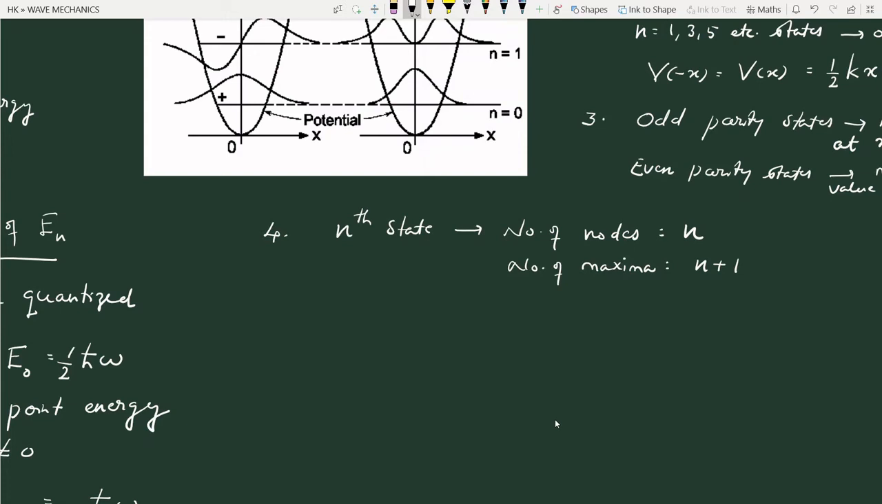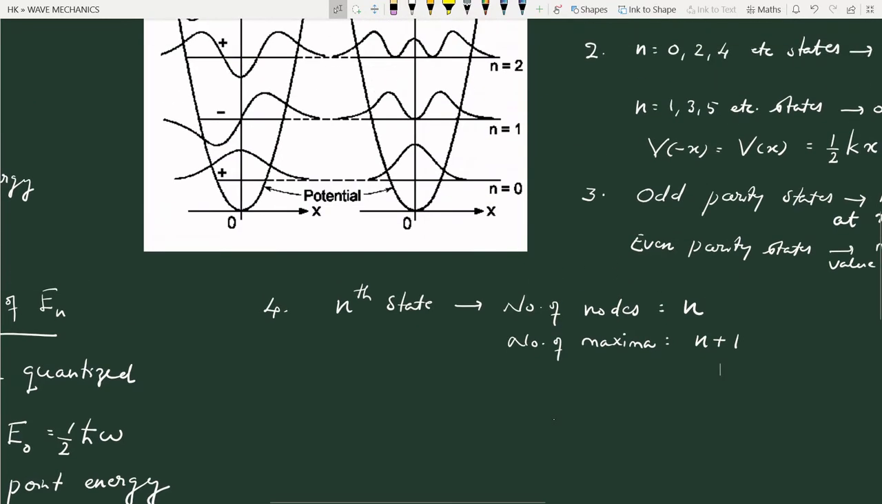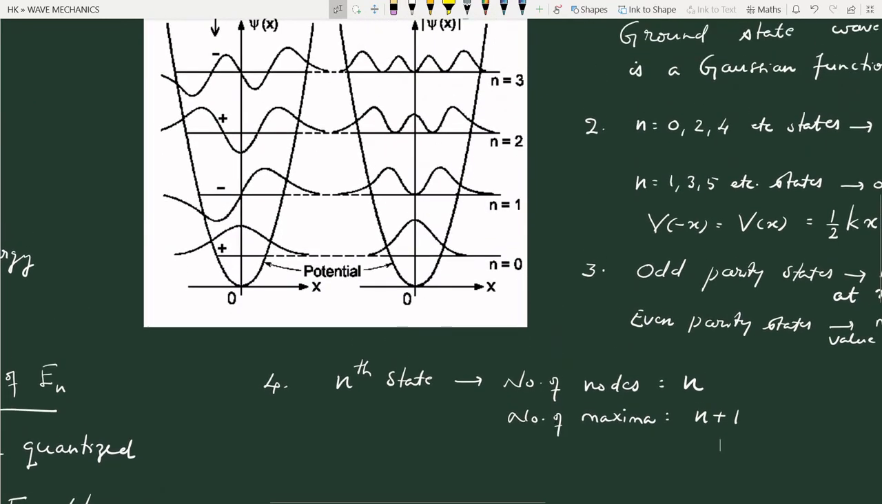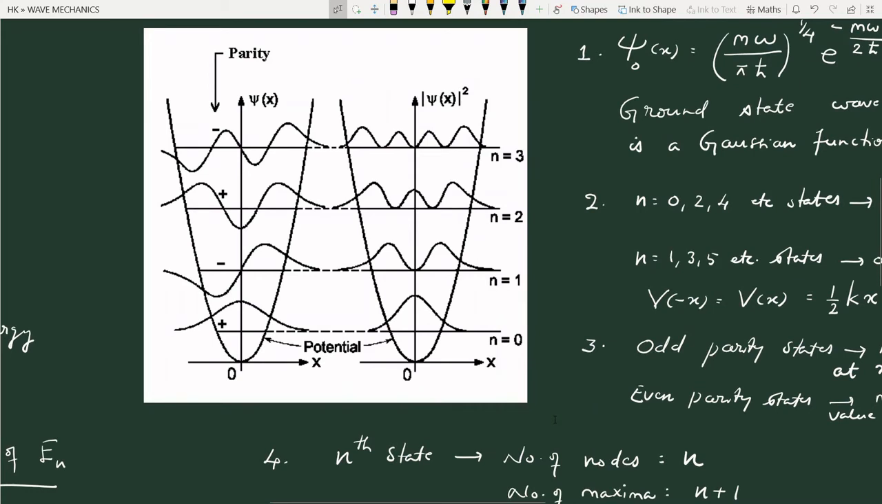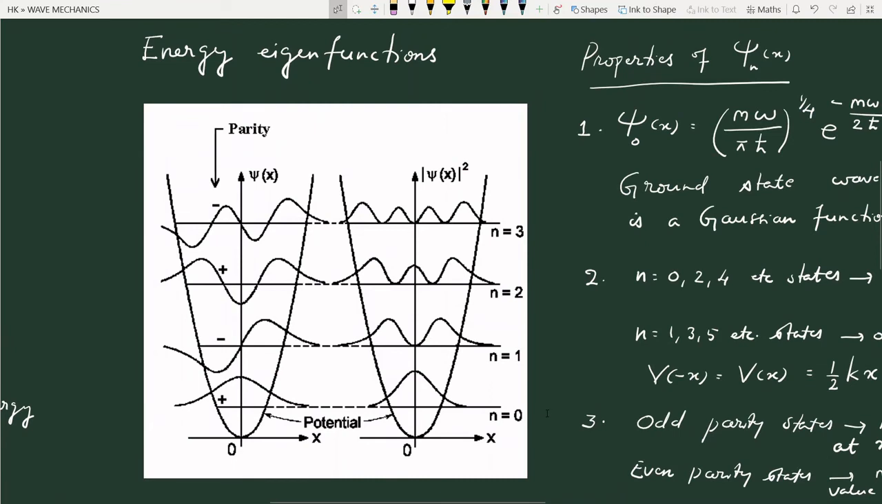Now, the next important point is about the way the wave function behaves beyond the classically allowed regions. So what is the classically allowed region for a harmonic oscillator? Consider the n equal to 0 state, and the plot of the potential energy function here. Now the total energy is this much. What happens at these two endpoints? These are called turning points.